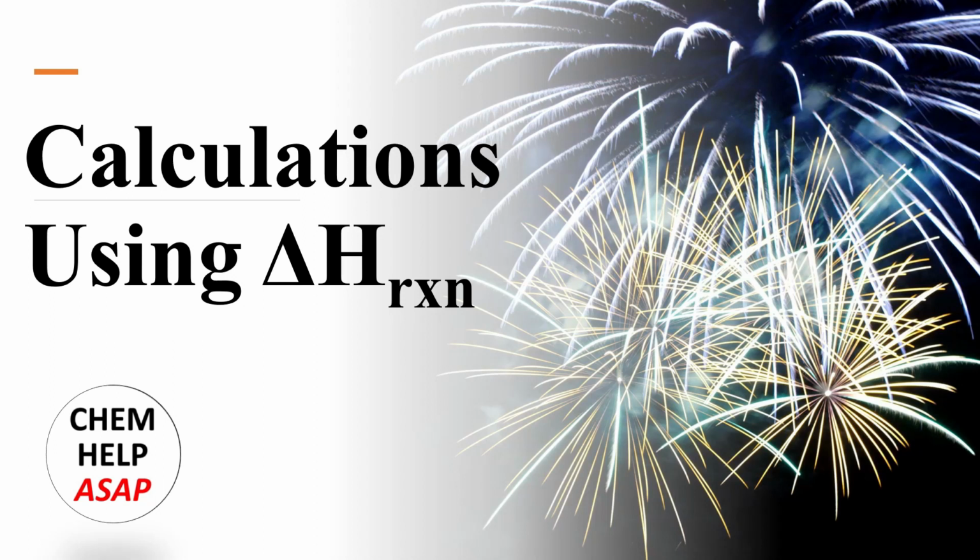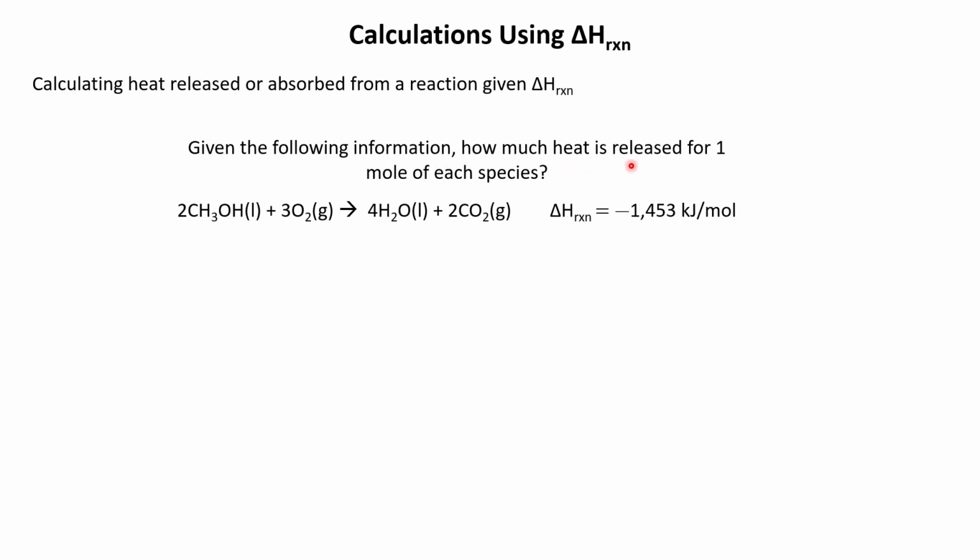Today we are going to be using our delta H, our enthalpy of reaction, to actually do some calculations. Let's get started. So the most common thing that we use our enthalpy of reaction, or our delta H of reaction, for is to calculate the heat released or absorbed from a reaction. So let's start with a really simple example here. Given the following information, how much heat is released for 1 mole of each species?